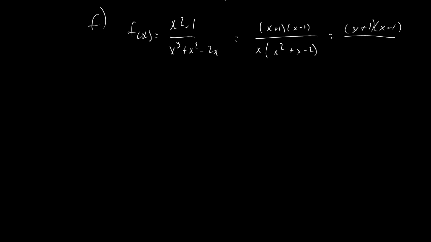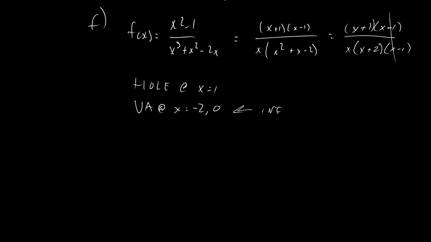But my denominator can turn into x plus 2 and x minus 1. So immediately I notice I have a hole at x is equal to 1. I have a VA at x is equal to negative 2 and 0. So if I have that, then I have an infinite discontinuity. So you have to say both of them. You have to say you have a hole and that you have a VA. So you have to state what type of discontinuities you have.